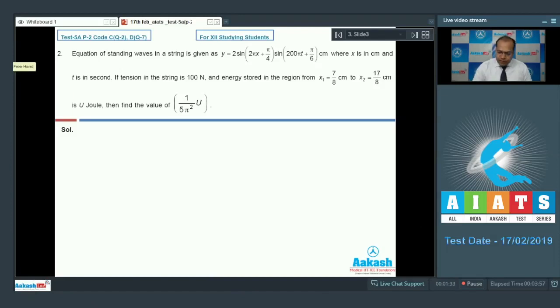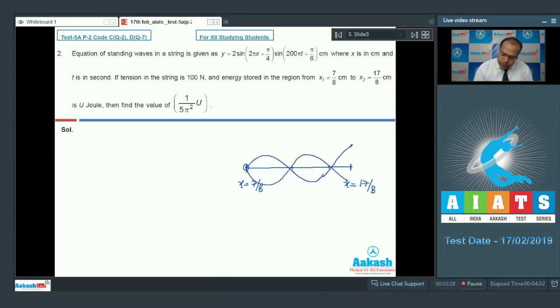In this question, if I plot the loops of the standing wave, this is my x equal to 7 by 8 centimeter and this is x equal to 17 by 8 centimeter. If I substitute x equal to 17 by 8, we find that it is the point of antinode. If I draw the loop diagram, it will be like this. This is the antinode and this is the loop. So this standing wave is of this pattern.